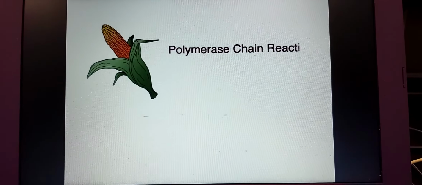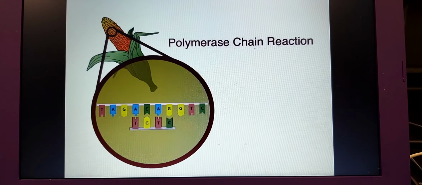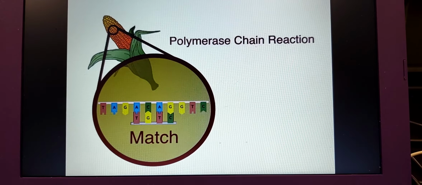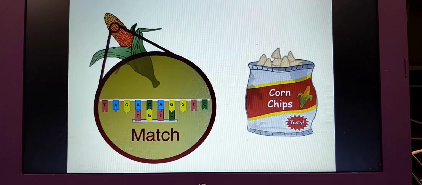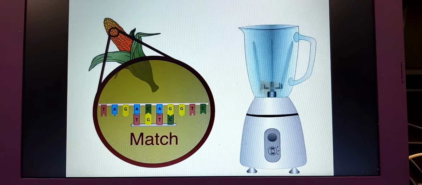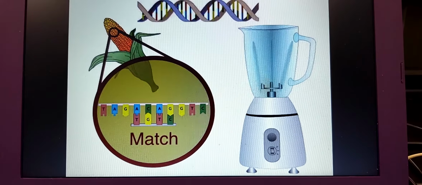Polymerase chain reaction identifies sequences of DNA that have been inserted into the genetically modified food. DNA is a relatively stable molecule, so viable DNA fragments suitable for amplification can be isolated even from highly processed goods, like corn chips or vegetable burgers.